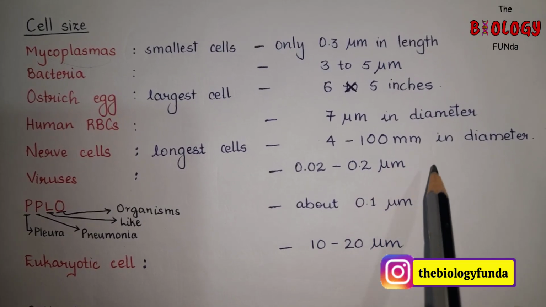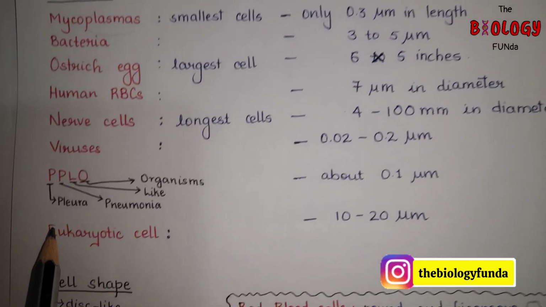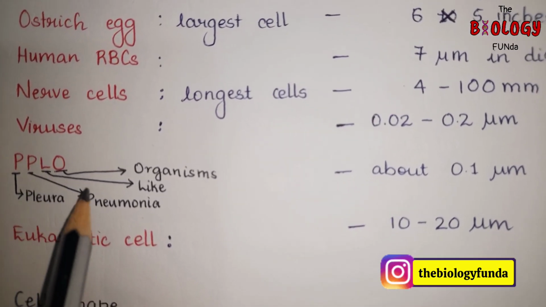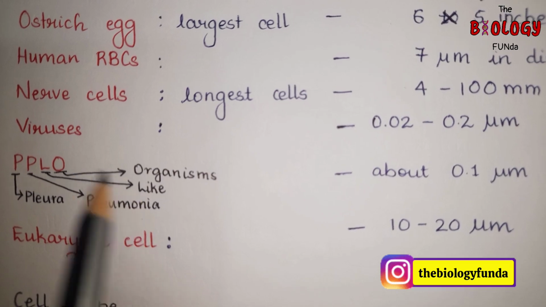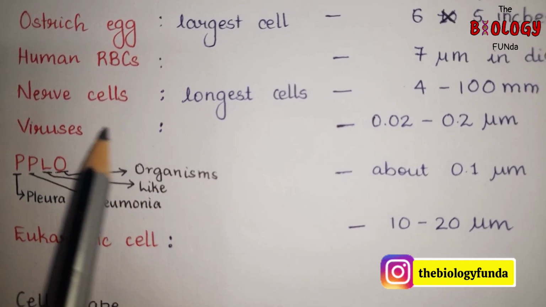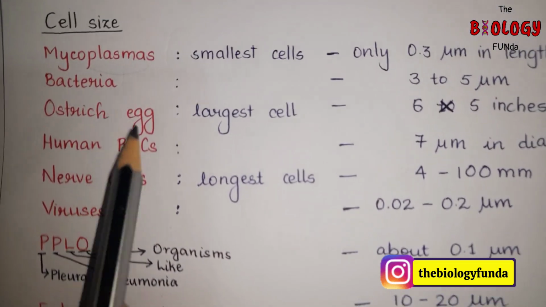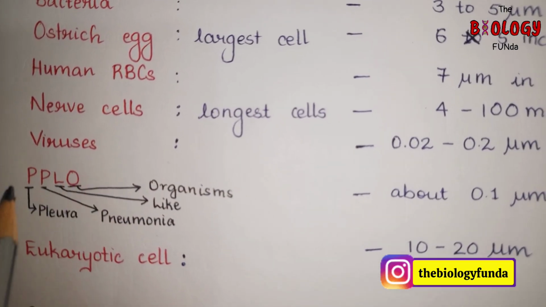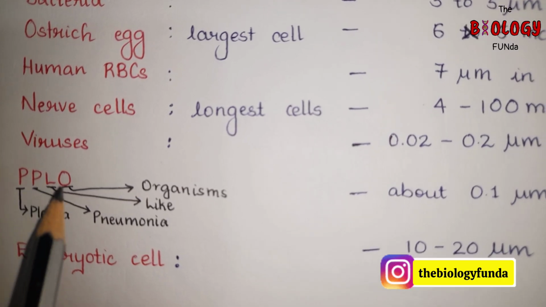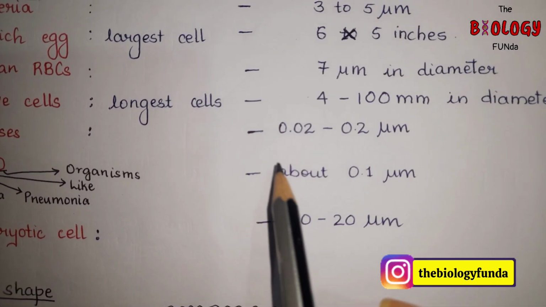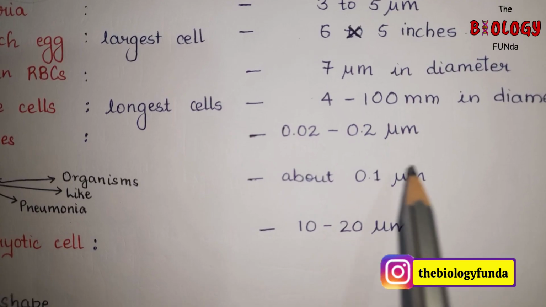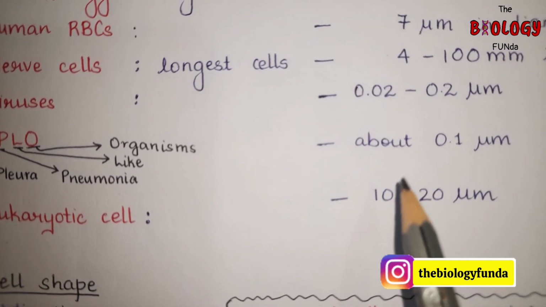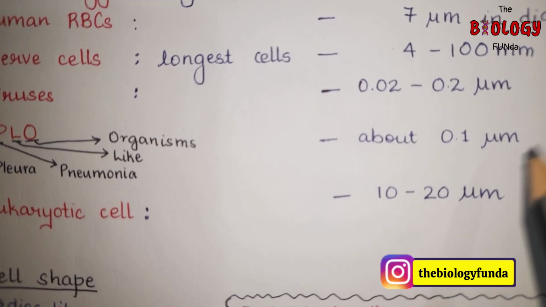0.2 micrometer. Next we have PPLO. The first P stands for pleuro, the next P stands for pneumonia, L stands for like, O stands for organism. These are actually mycoplasma. Mycoplasma is the genus, and we have this species called PPLO, which is the first discovered mycoplasma, which is about 0.1 micrometer. And eukaryotic cell on an average is 10 to 20 micrometer.